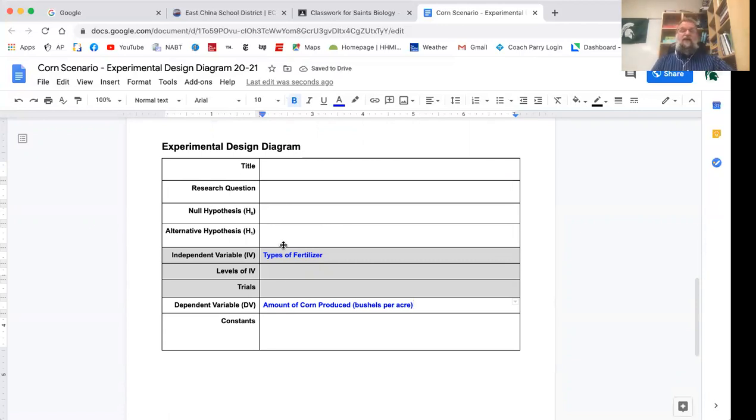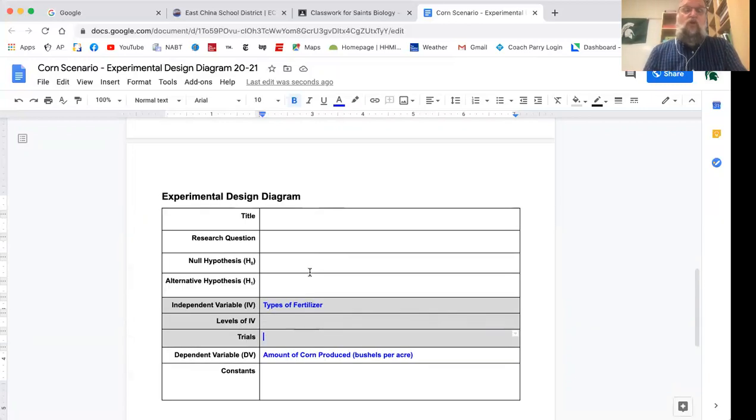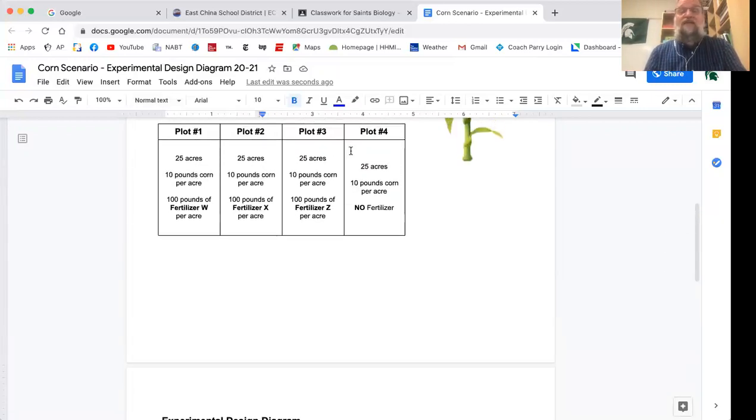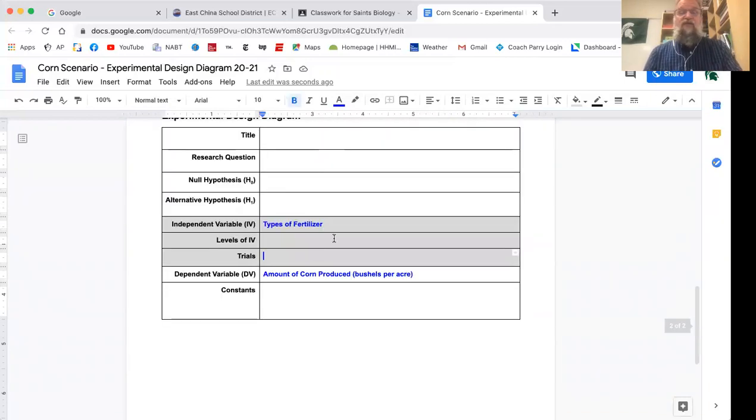The next step I like to take then is to look at the levels of the independent variable, look at the different divisions of the independent variable. Google Docs won't allow me to split these cells like I can on Word. If I was writing this, I would just draw lines. But I'm going to divide this into 4 sections because there are 4 different groups. As you can see here, there are 4 different plots being studied. So I would divide this into 4 sections.